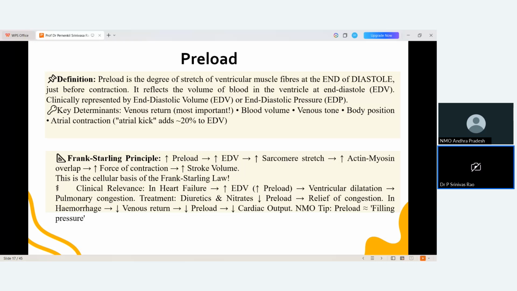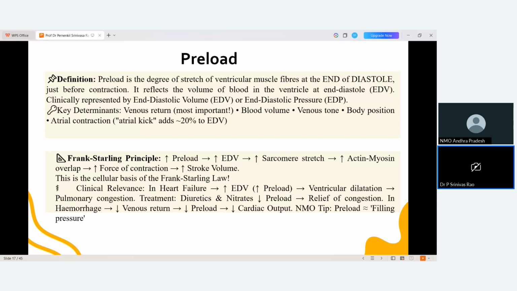See, normally there is a tone for the venules. This tone is by the sympathetic activity. Whenever there is a shock, for example, a person is in septic shock, or an anaphylactic shock, any shock where there is a dilatation, this is called warm shock, the venous tone is lost. Then body position and atrial contraction. So atrial kick adds 20% of end diastolic volume. This is an MCQ. Understood? That atrial contraction which happens in the end, just before the systole, gives 20% of the end diastolic volume.